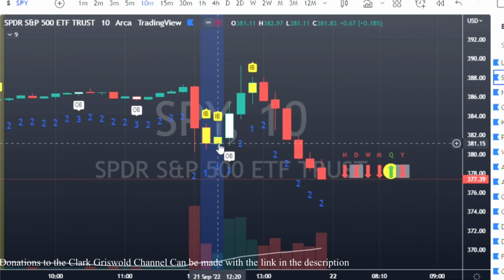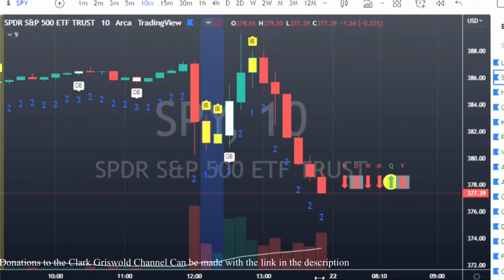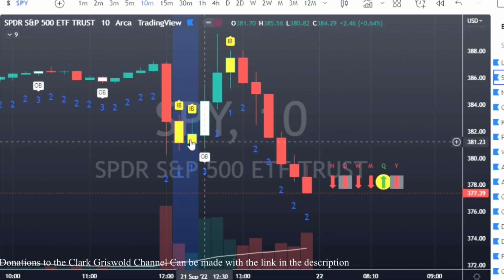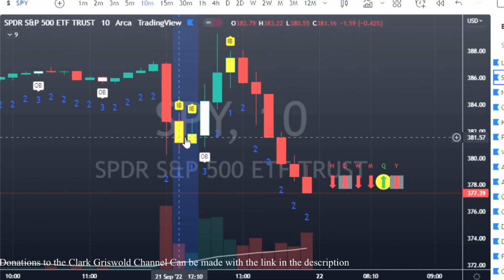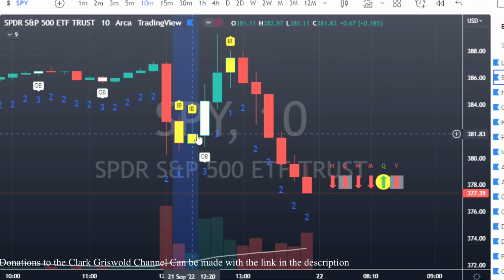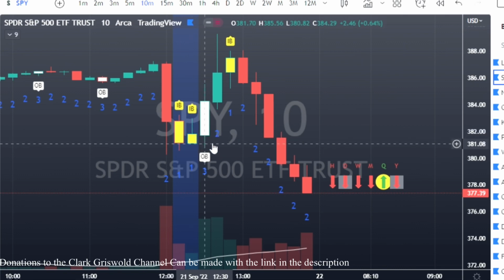I can't remember what he said, a $5 to $10 run on SPY. So I took his advice, and I bought at, what time was it? 12:36 on my time. Somewhere in this range is where I bought.